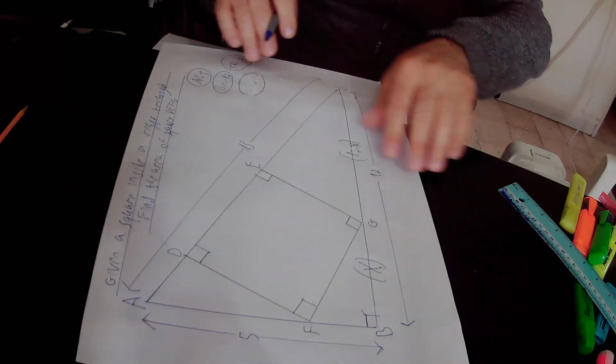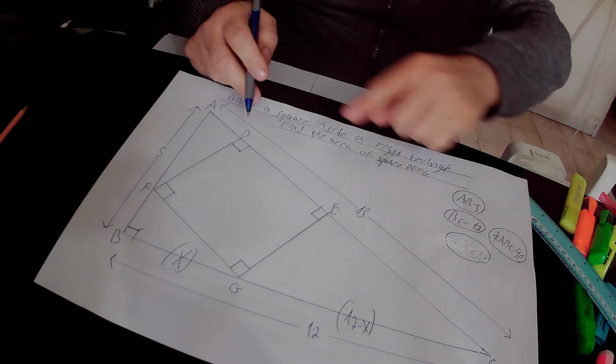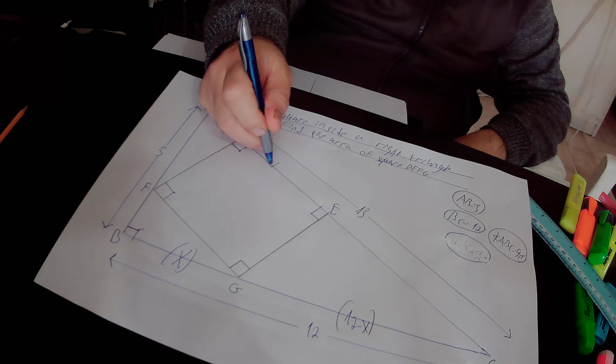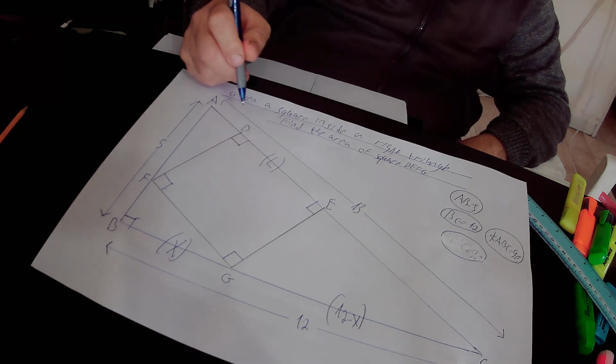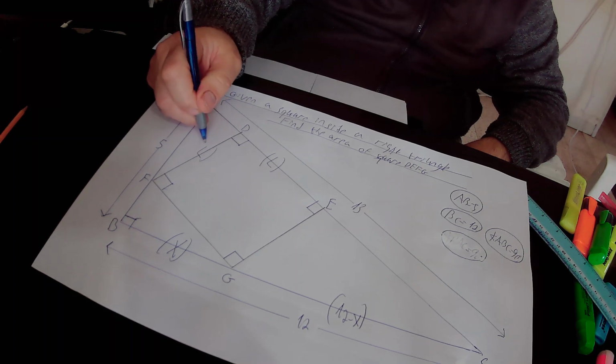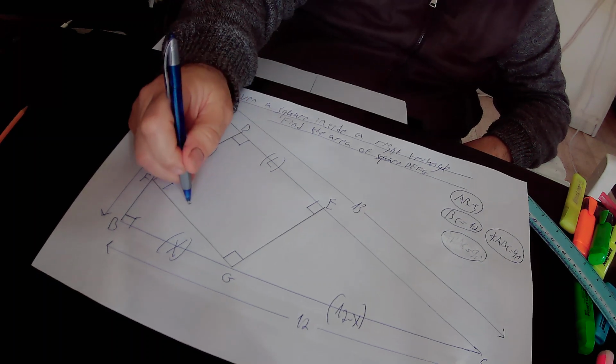In the next step, we define the length of one side of this square DEFG as L. So DE equals L, and therefore all the other sides must also equal L, because all the sides of any square are equal to each other.